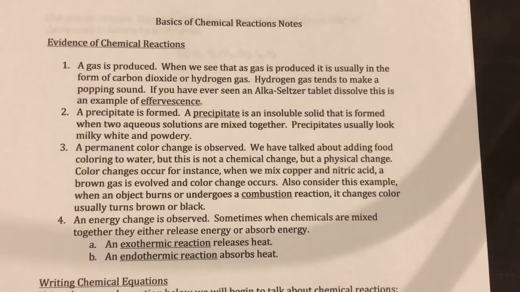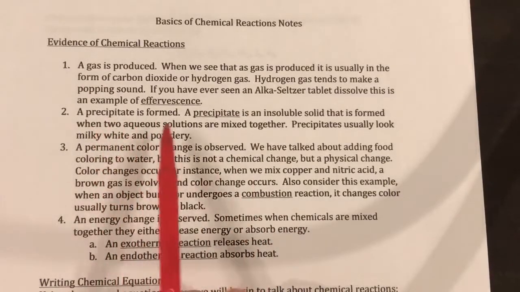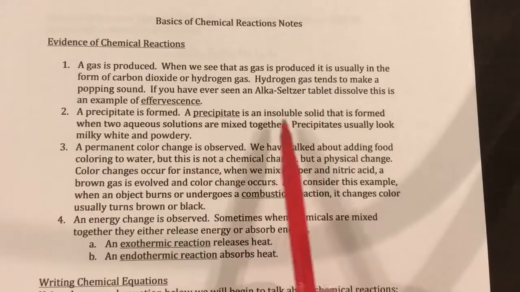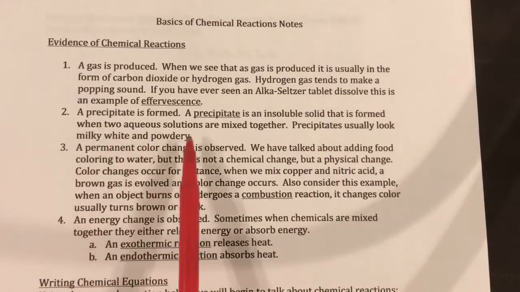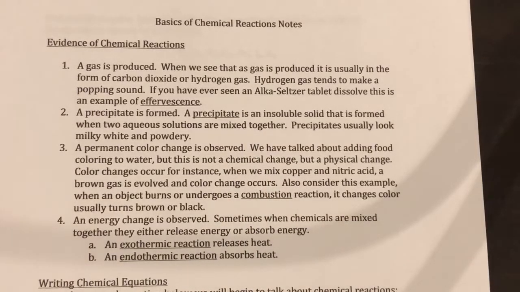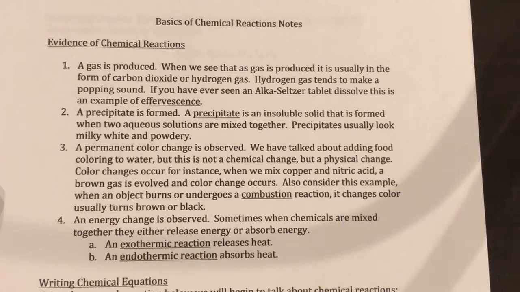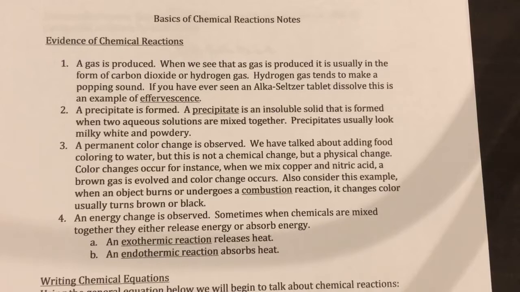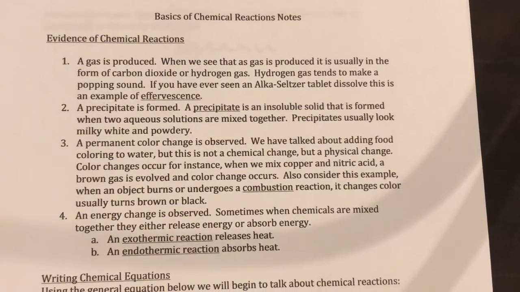The next thing that we can tell that a chemical reaction has occurred is if precipitate is formed. A precipitate is an insoluble solid that is formed when two aqueous solutions are mixed together. So if I take two liquids and I mix them together and it produces like a milky solid or it changes texture, that's going to be an indication that a chemical reaction has occurred.